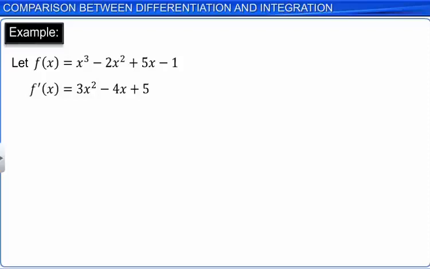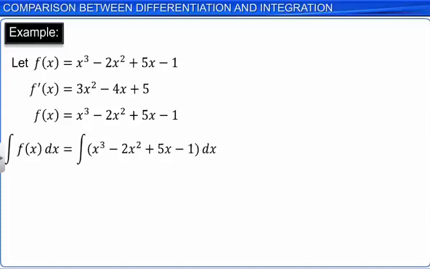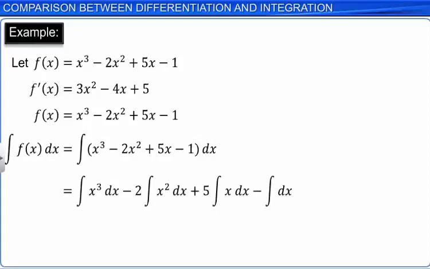Let's consider the same polynomial function again. Now, let's integrate it with respect to x. This is equal to integral of x cubed dx minus 2 into integral of x squared dx plus 5 into integral x dx minus integral dx. On further simplification, we get the value of the integral as shown here. Observe that in this case, the degree of the polynomial function is 1 more than the original function.